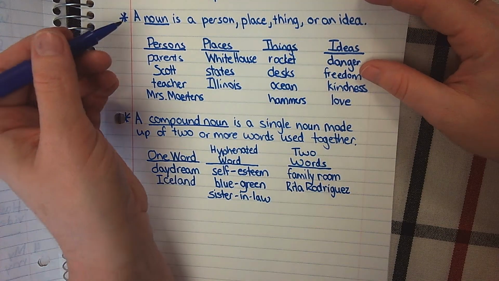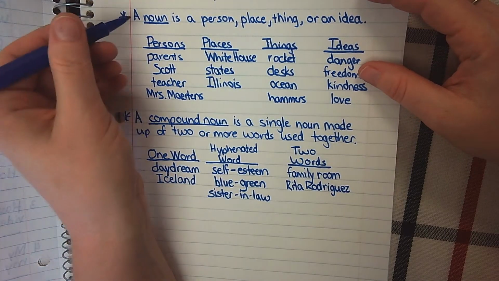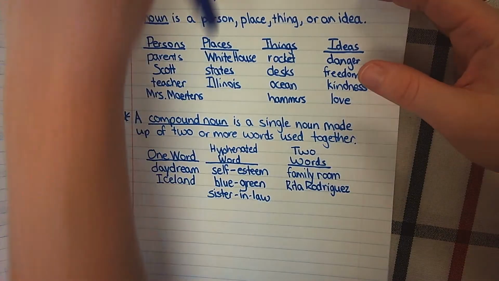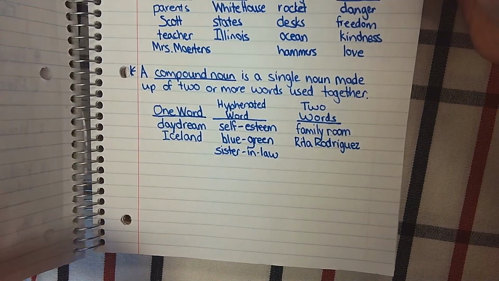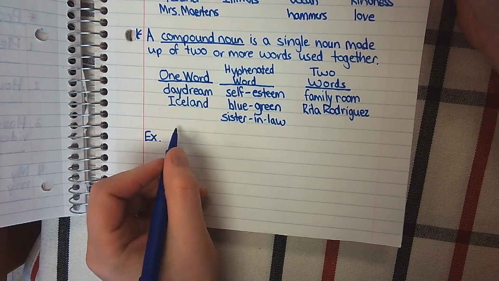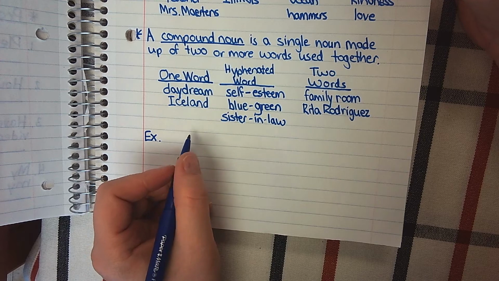Okay, and let's do some examples now, okay? So we've learned about nouns. We've learned that we can identify compound nouns, so sometimes nouns are more than one word. And now we're going to identify some in a sentence. So let me do a couple examples for you. The first example is going to be Clara Barton was born in Massachusetts.